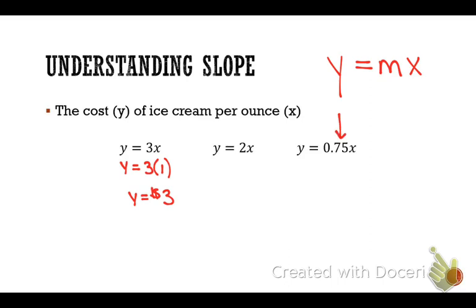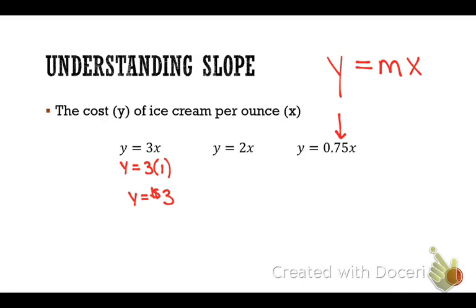Now what if I go to the third ice cream shop? How much is it per ounce on the third one? 75 cents. Who do you think has the most customers? 75 cents, right? Unless it's ice cream that has food poisoning or something, right?